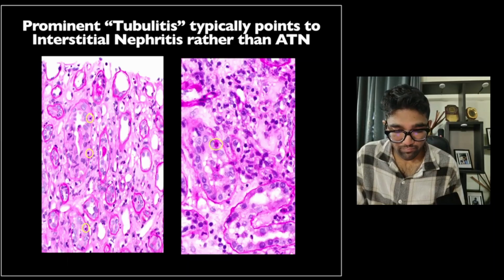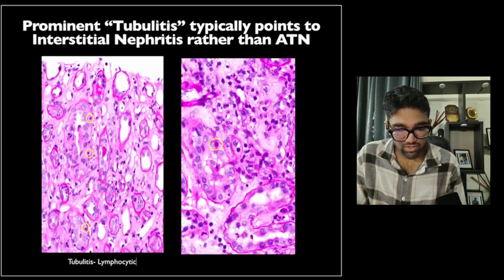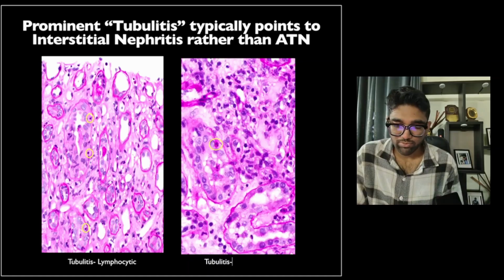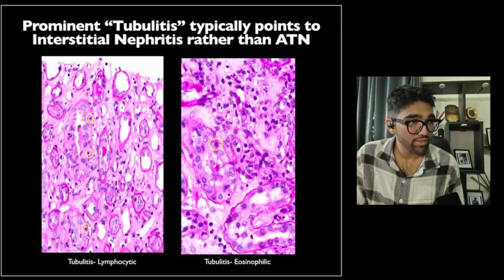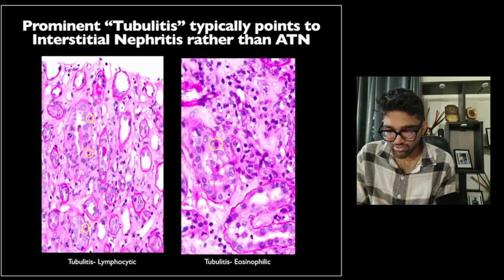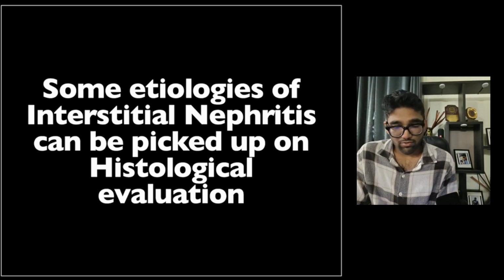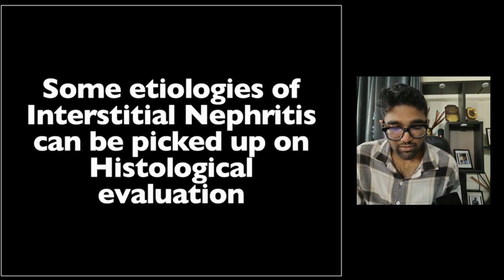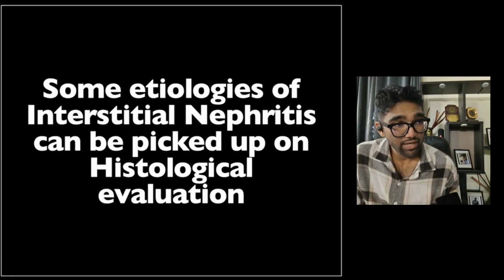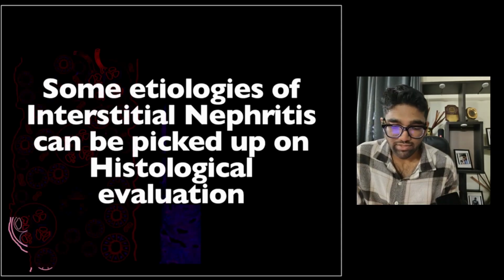So this is lymphocytic tubulitis, and this is eosinophilic tubulitis. Eosinophilic tubulitis may indicate that it is due to a drug-induced problem. Now, moving to the third part of our discussion, there are some etiological entities that on histopath can be picked up in cases of interstitial nephritis.